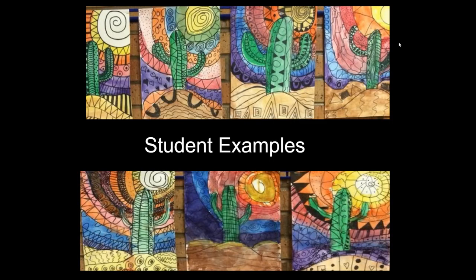And here we see more student examples. Notice all the different ideas that these students had. There's some very interesting lines and shapes. Some of these students decided to color in some of the shapes. And there's a lot of different decisions made with color choices.